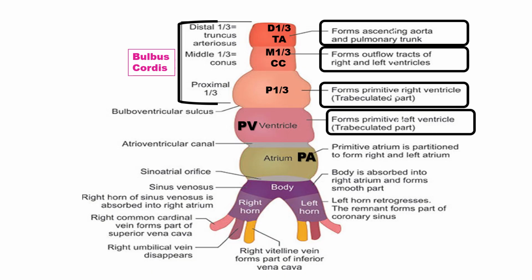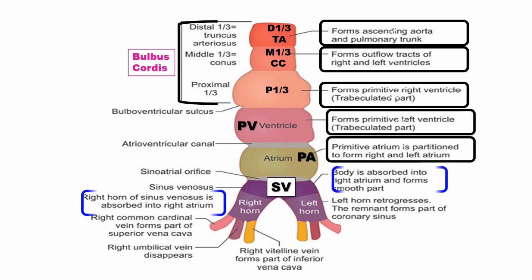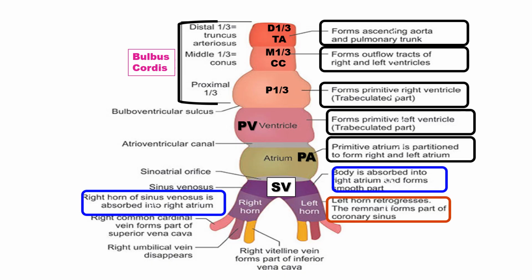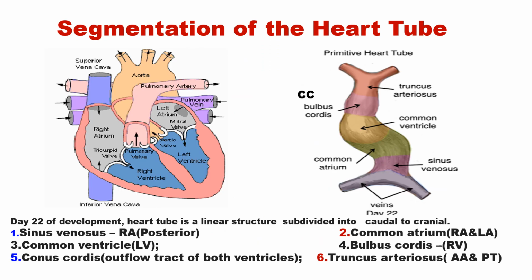Primitive atria is partitioned and it forms the roughened part of the right and left atrium. The body of the sinus venosus and the right horn of sinus venosus is absorbed into the right atrium and forms the smooth part of the right atrium. Left horn almost regresses, only a part of it remains as a remnant and forms the coronary sinus, which finally drains the venous system of the heart.